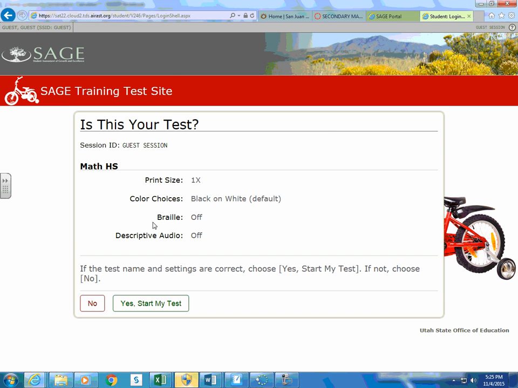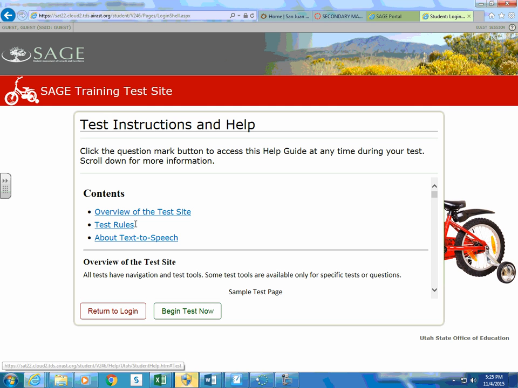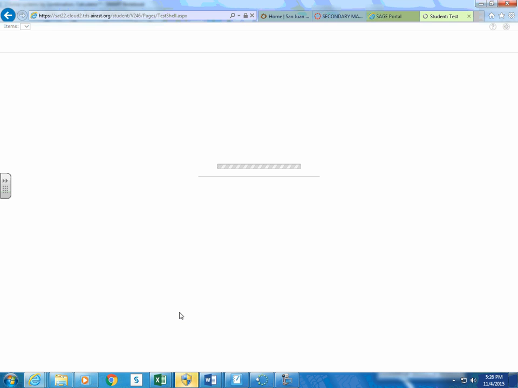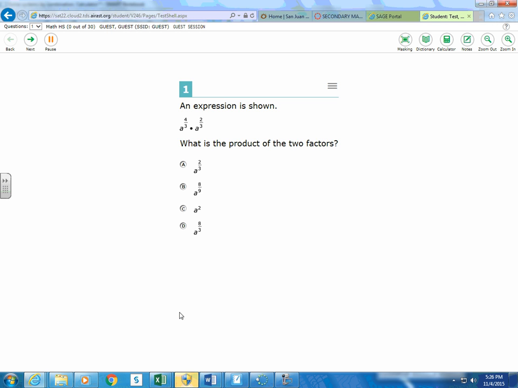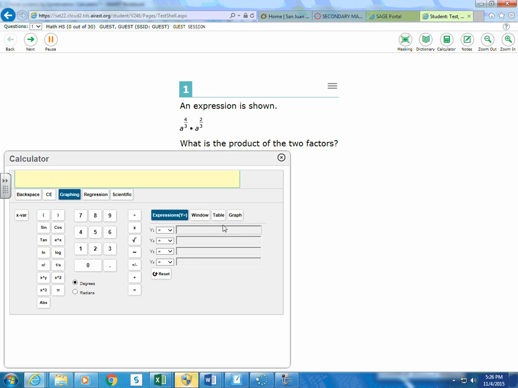And we're going to select those settings. I don't think we need to change any of those. We're going to continue, and we're going to begin the test now. The only reason we're coming here is so that we can use the calculator. This is a graphing calculator, and I can just put in the expression.